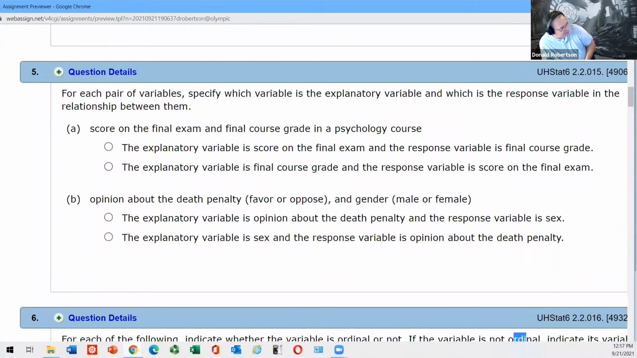So the score on a final exam and the final course grade. So the first thing is the explanatory, and the second thing is the response. So score in the final, explanatory; the grade you got goes second.